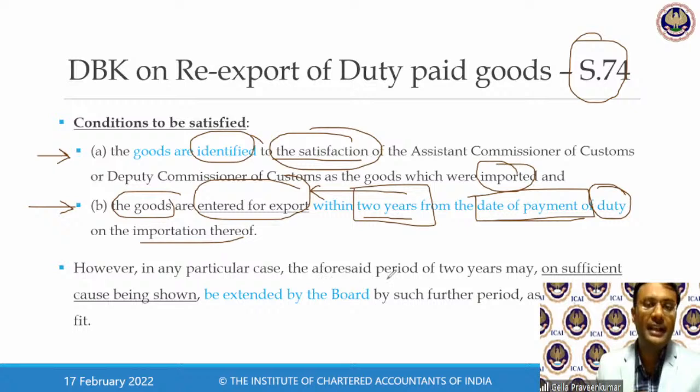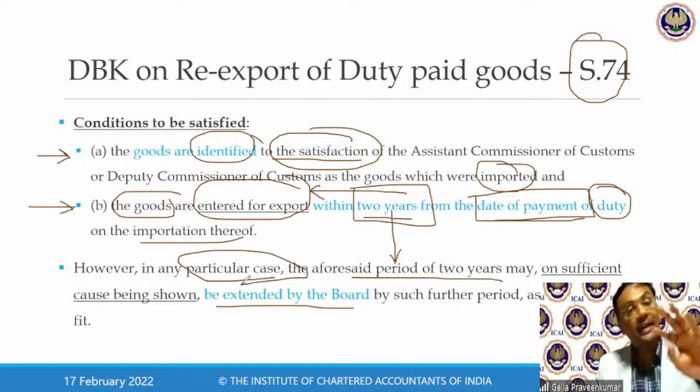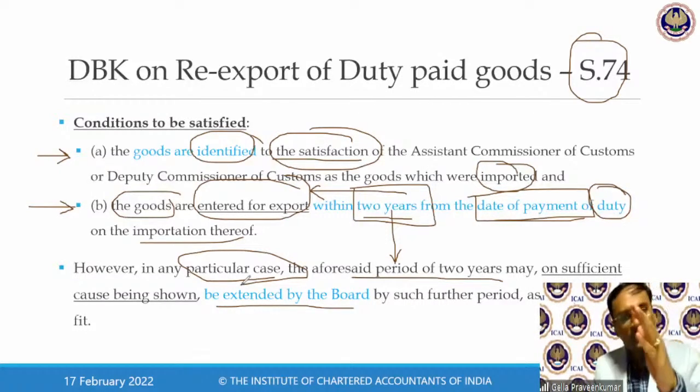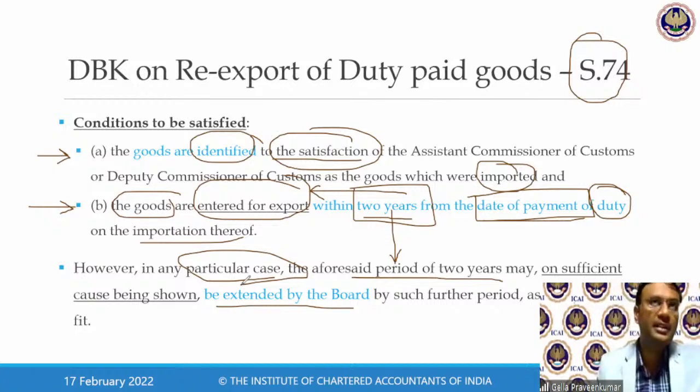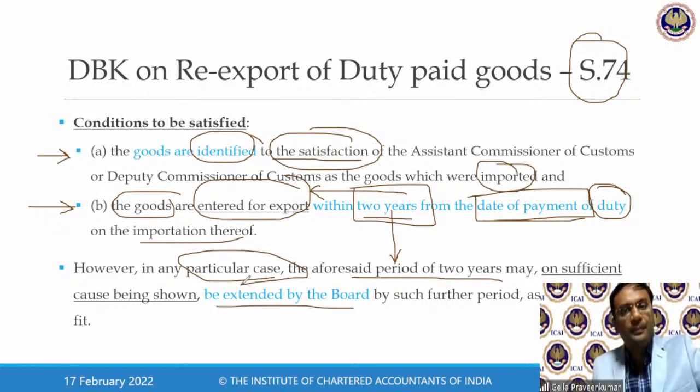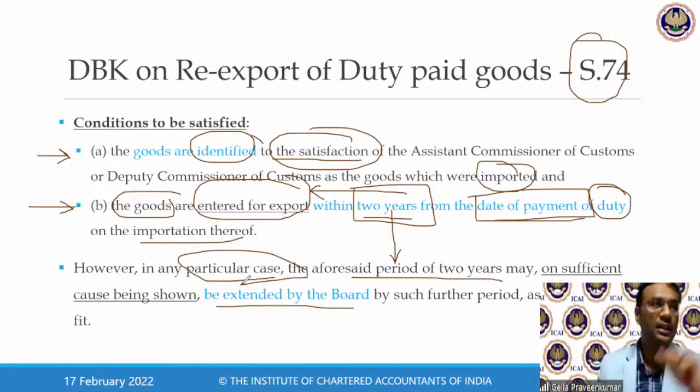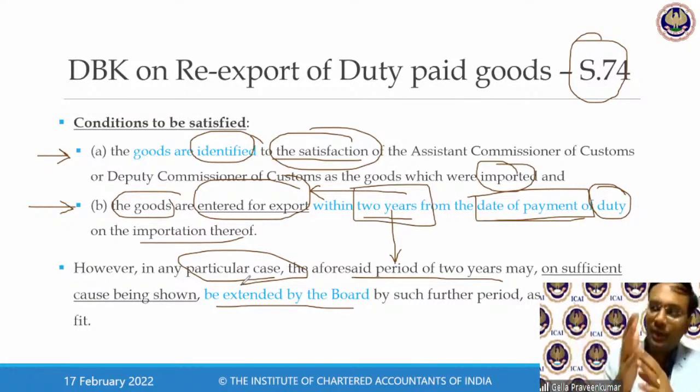However, in any particular case, the aforesaid period of 2 years may, on sufficient cause being shown, be extended by the board by such further period as it may deem fit. As I say, this 2 years may be extended on sufficient cause being shown in a particular case. So in some cases this 2 years may be 3 years, or 4 years. Take the example of ISRO. Some particular component to be used in rocket manufacture, the goods have been imported, with payment of duty.